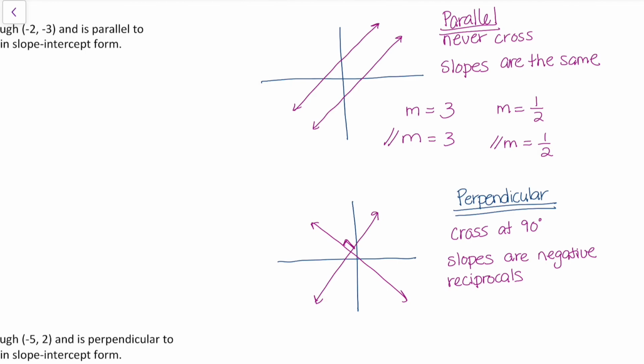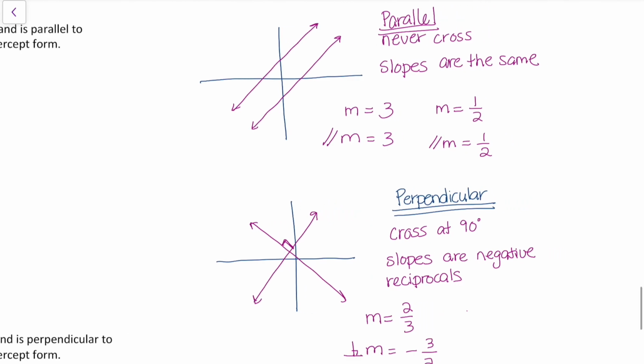So if I have a slope that is 2/3, the perpendicular slope, and we can use that little symbol there for perpendicular, is going to be negative because the first one was positive. And the number is going to be flipped. It's going to be a reciprocal. So instead of 2 over 3, it's going to be 3 over 2.